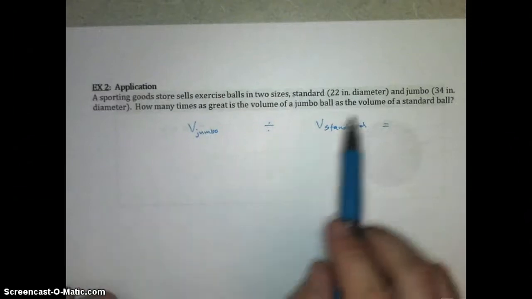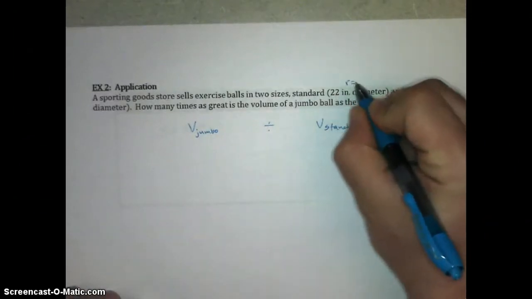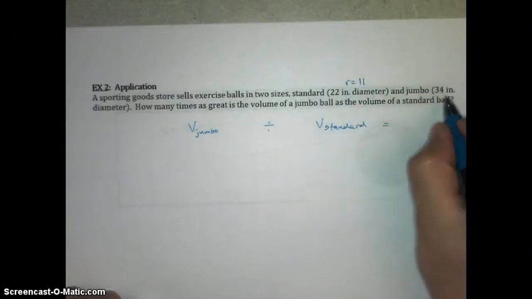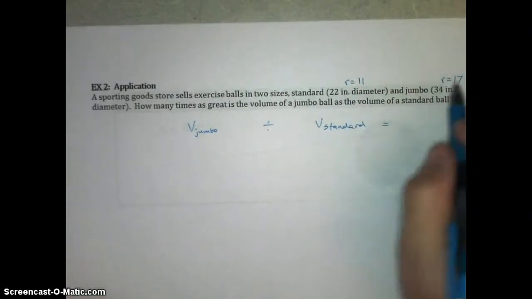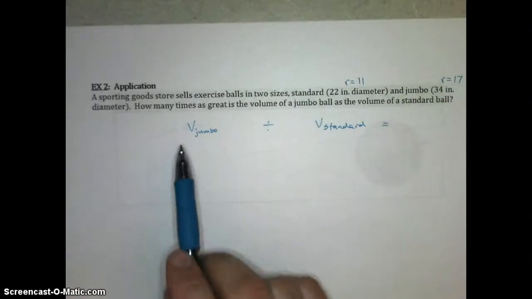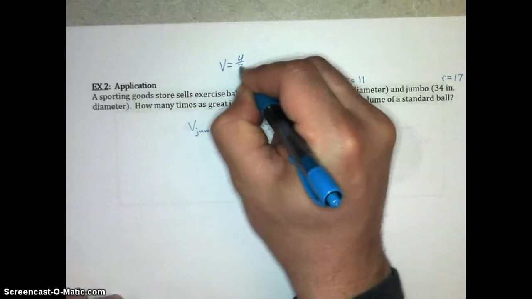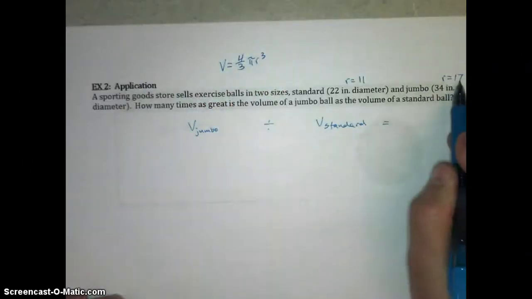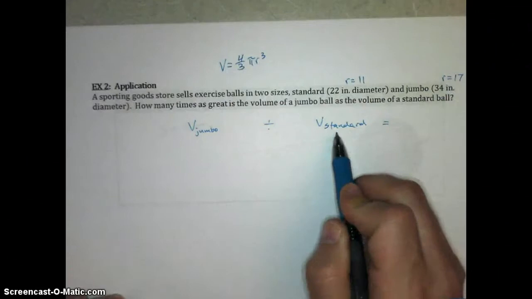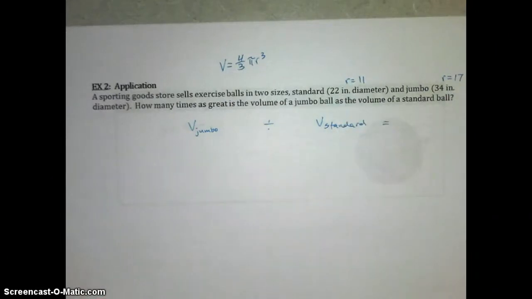So I want you to find the volume of each one. The standard size ball has a diameter of 22, so the radius is 11. 34-inch diameter for the jumbo would mean the radius is 17. So you're going to use those two radii to find each individual volume using this formula. Volume equals 4/3 pi r cubed. So find the volume of the jumbo using r is 17, and the volume of the standard using r is 11, and we're going to compare those two. So pause the video so you have enough time to complete that part, and then we will come together to find our final answer.